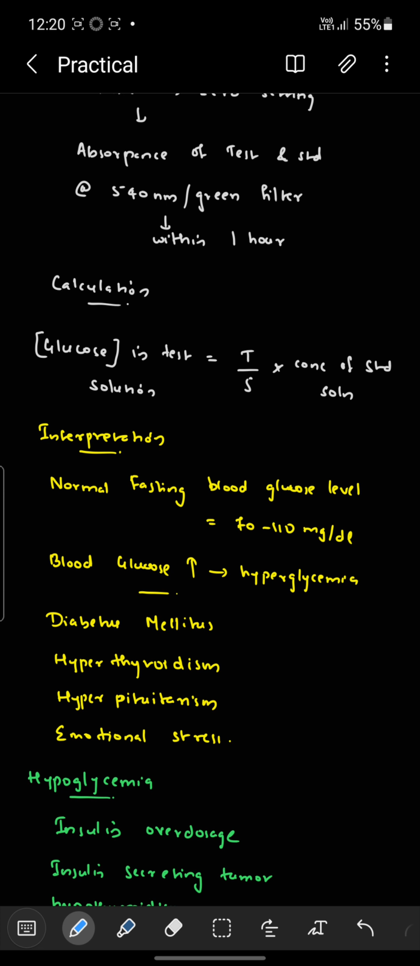So what are the interpretations? The normal fasting blood glucose level is 70 to 110 milligrams per deciliter. During hyperglycemia, there is an elevated blood glucose level. It is seen in diabetes mellitus, in hyperthyroidism when thyroid hormone is increased, in hyperpituitarism when pituitary hormones are increased, especially ACTH, and during emotional stress.